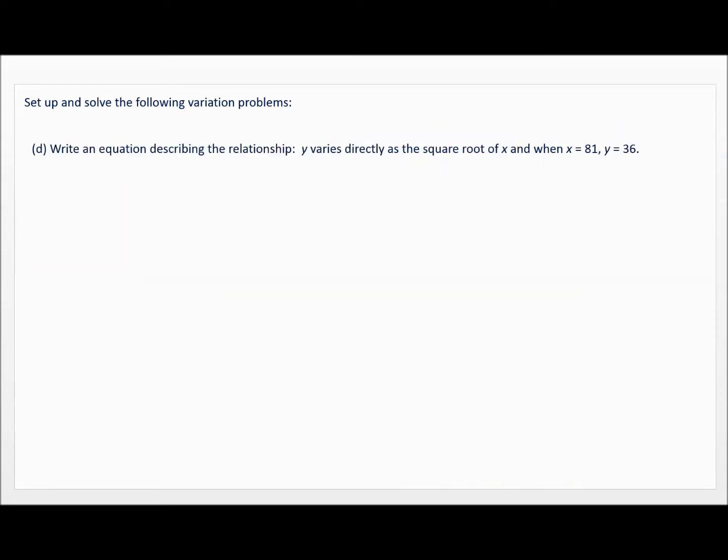Okay, here's your challenge. Notice this says write an equation. So this is just the formula. All right? So pause it. Pause it now. Don't let me keep going. Pause it and work this out.